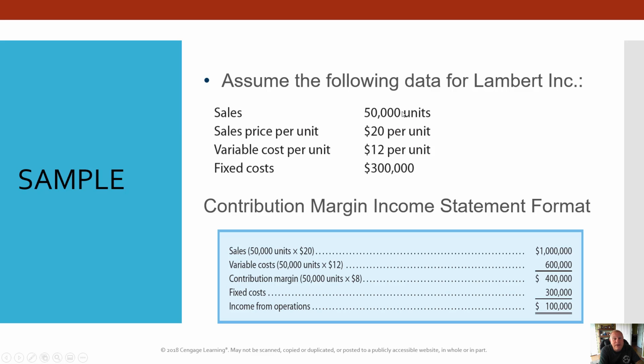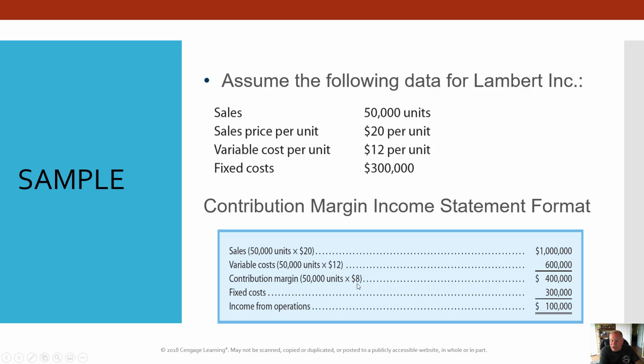Sales are 50,000 units. Sales price per unit 20. Variable cost per unit 12. And then fixed costs. So you go to construct the contribution margin income statement format. You've got your million, 50 times 20. Variable cost, 50 times 12. Contribution margin, 50 times 8, which is the 20 minus 12.